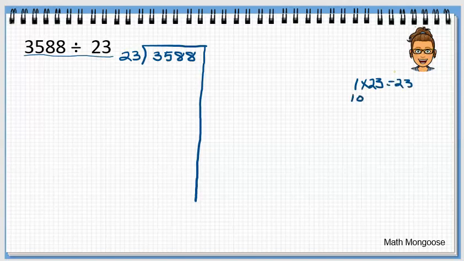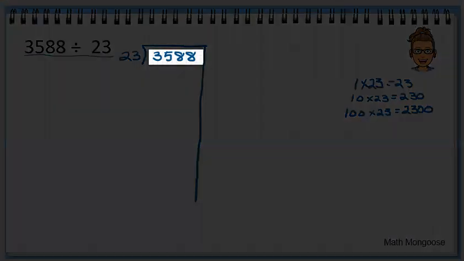What if I had 10 groups of 23? How many would that be? 10 groups of 23 would be 230. And that's an easy one to do. What about 100 groups of 23? 100 groups of 23 would be 2,300. All right. Now, when I look at this 2,300, it's kind of close-ish to this. So I'm going to stop here.